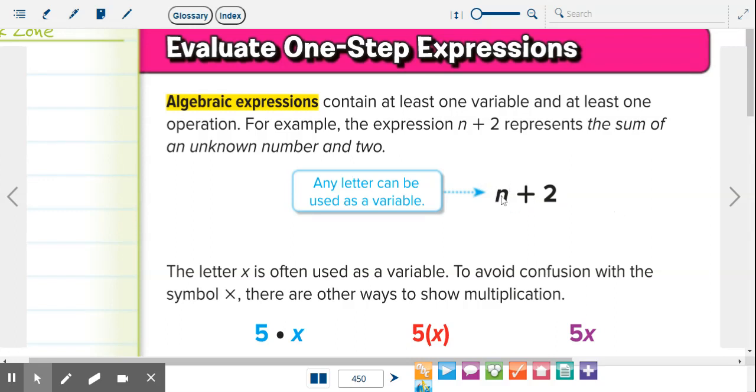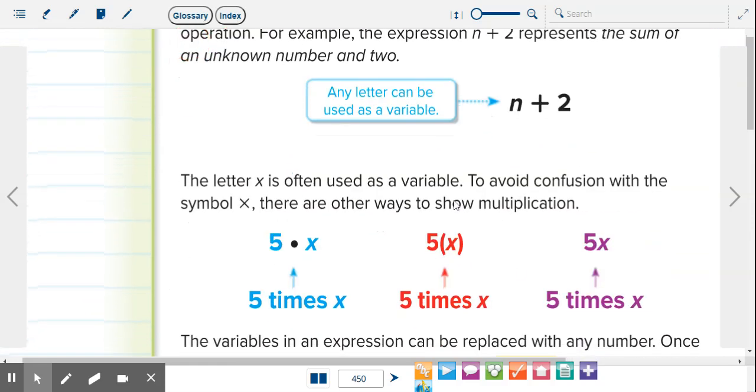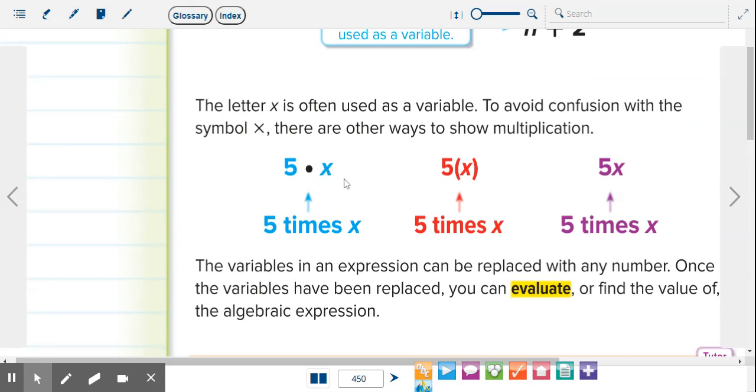So any letter can be used. But like I said, the notorious one is X. The letter X is used the majority of the time, so you're going to see this a lot. We talked about a little bit of this on Thursday with the multiplication. Remember you can have a dot. You can have a dot. That means multiplication. Parentheses mean multiplication. And then you just write it like this. That means multiplication as well. This is going to be a little tricky. We'll talk about why that might stump you a little bit.